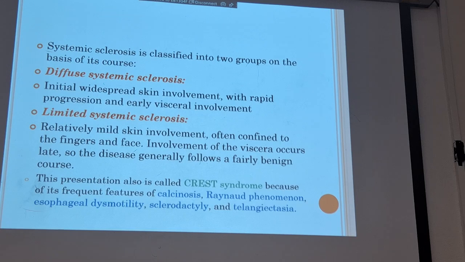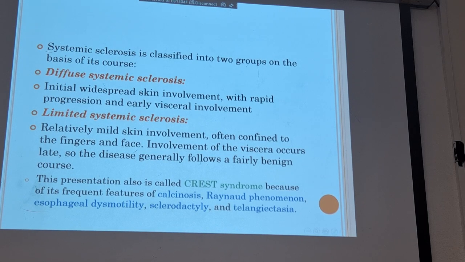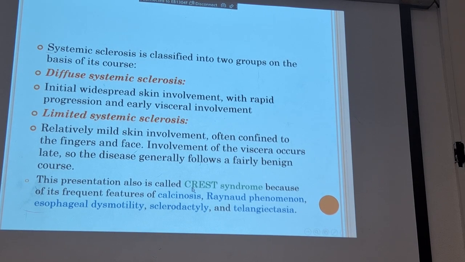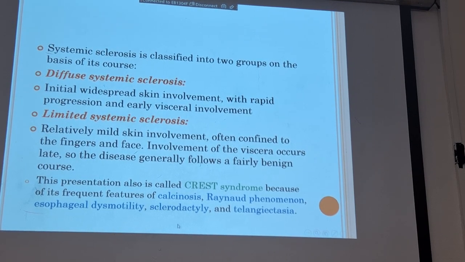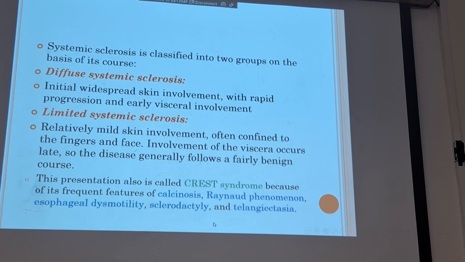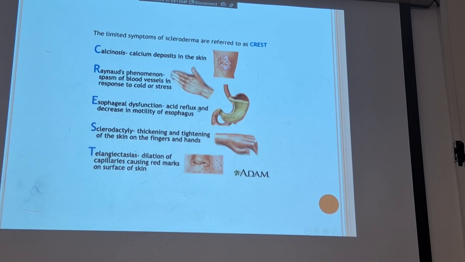So we have localized sclerosis of the skin, scleroderma, and we have systemic sclerosis. Systemic sclerosis may be diffuse or limited. The limited form is also called CREST syndrome. Each letter is for a symptom: C for calcinosis, R for Raynaud phenomenon, E for esophageal dysmotility, S for sclerodactyly, and T for telangiectasia. You see it here.